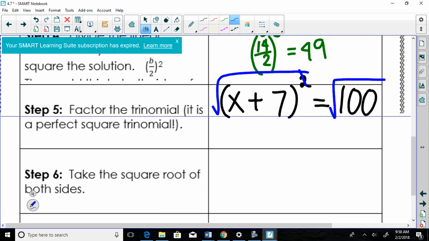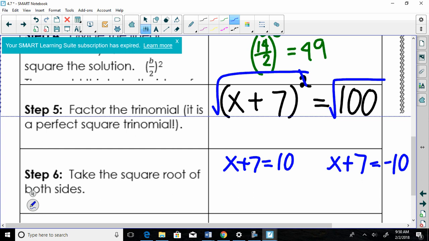Now what a lot of people did on their quiz is they did x plus 7 and x minus 7. But do we change the signs of what's in the parentheses right here? No, that stays the same. What changes signs is, what is the square root of 100? 10 and negative 10. So that's the biggest mistake I saw on that quiz.